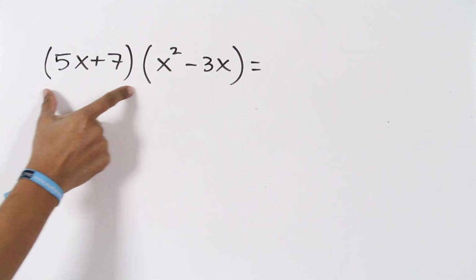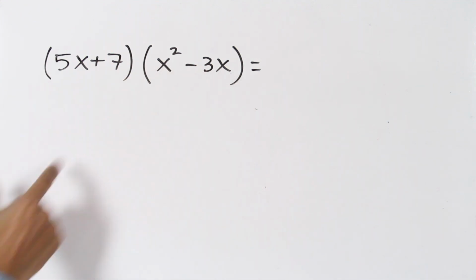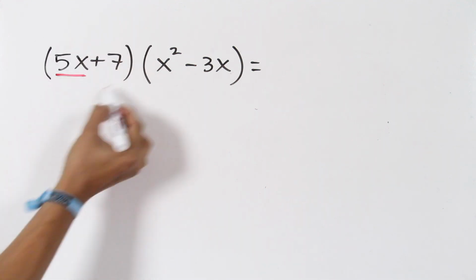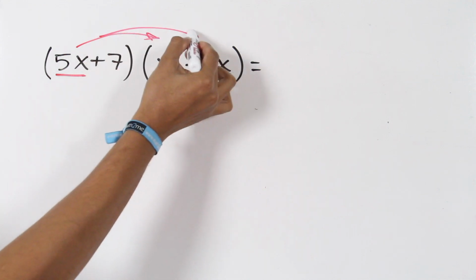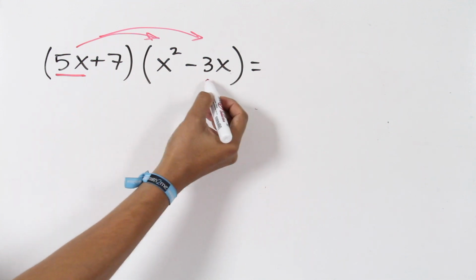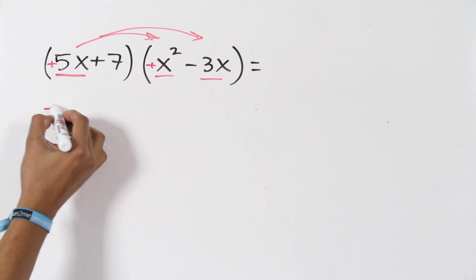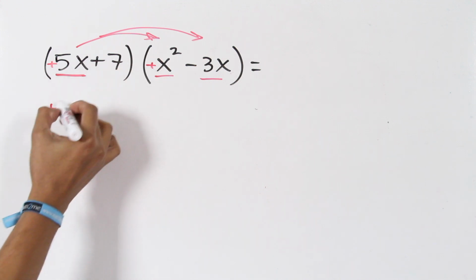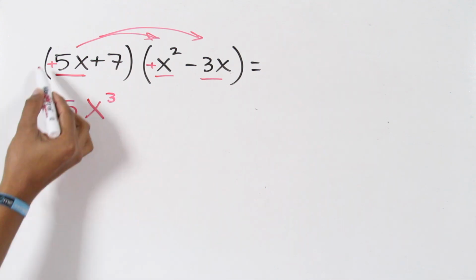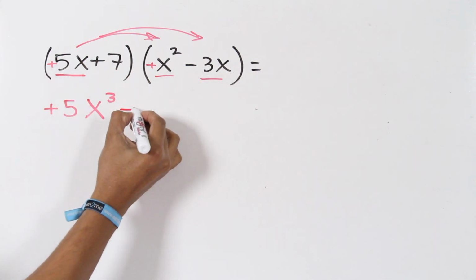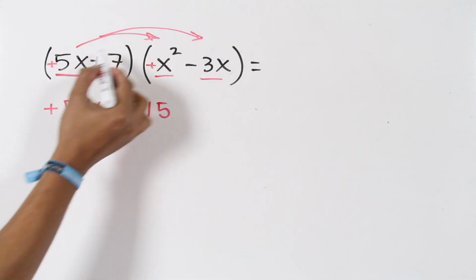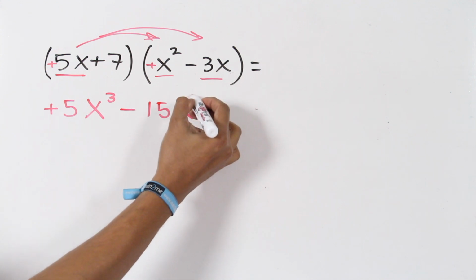Example number 2, we have another multiplication of two binomials using the same procedure. We multiply the first term of the first binomial by all the terms in the second binomial. To keep an order, we use the multiplication from left to right. Positive times positive equals positive. 5 times 1, 5. x times x squared equals x cubed. Positive times negative equals negative. 5 times 3 equals 15, and x times x equals x squared.